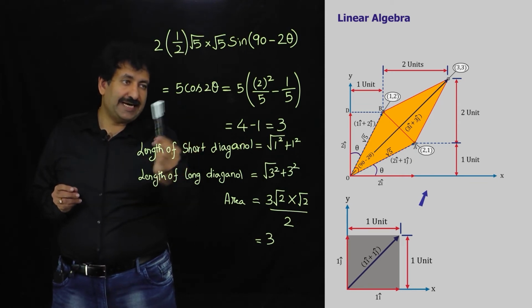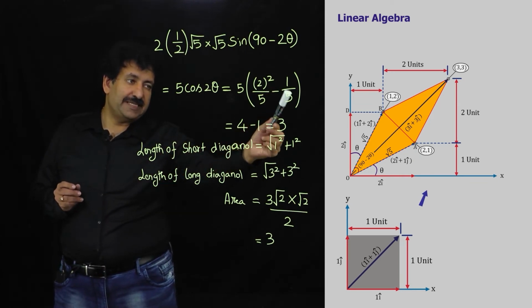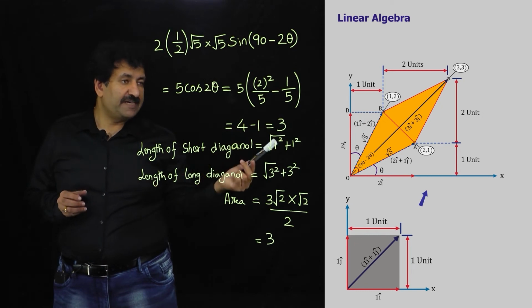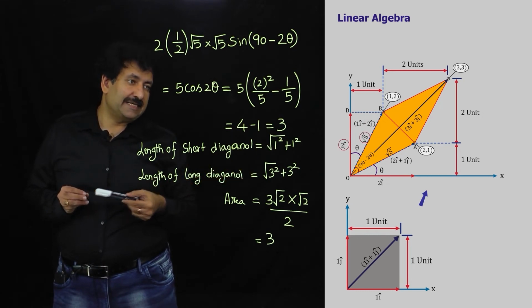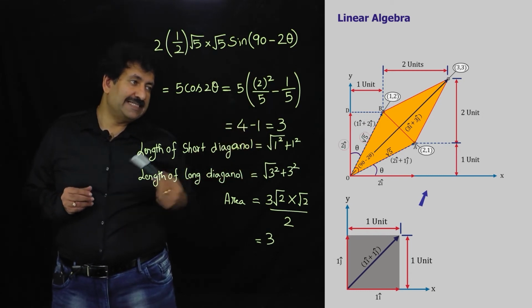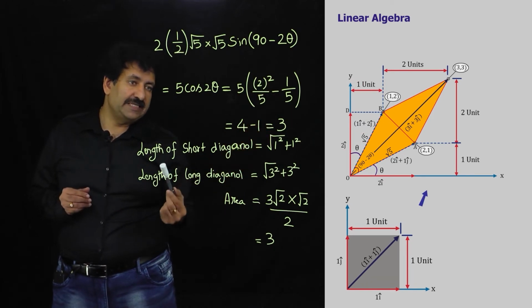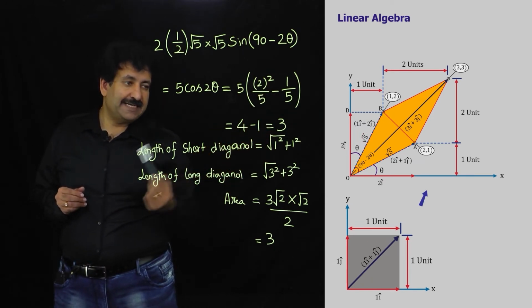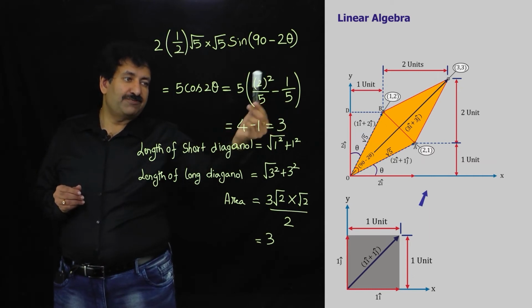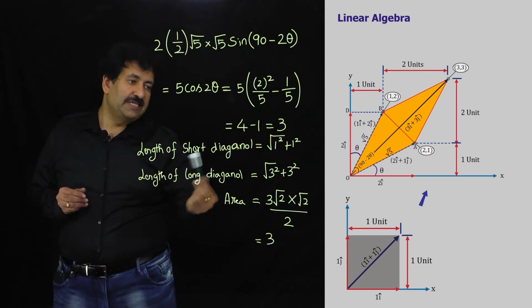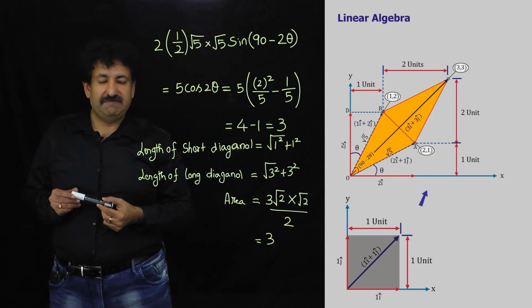Now cos 2 theta is nothing but cos square theta minus sine square theta. From the figure, cos theta is nothing but 2 by root 5, and sine theta is nothing but 1 by root 5. When I plug in those values, I will get this. It is 4 minus 1 by 5 into 5, which turns out to be 3. Well verified.